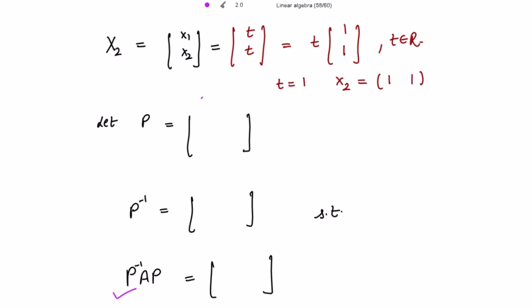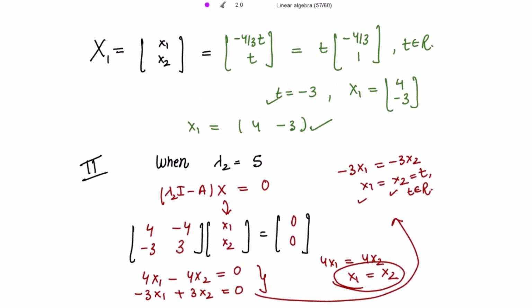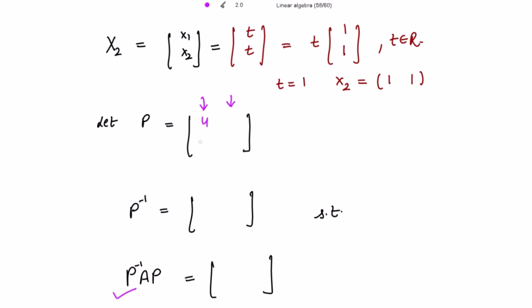Right? So now writing the P matrix. For that we are filling the eigenvectors over here. What is the first eigenvector? It is 4, minus 3. Writing this in column format, this is 4, minus 3. The other eigenvector is 1, 1. Writing this in column format. So we have got our matrix P from these eigenvectors, right?